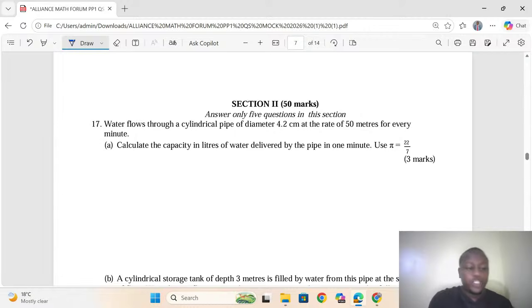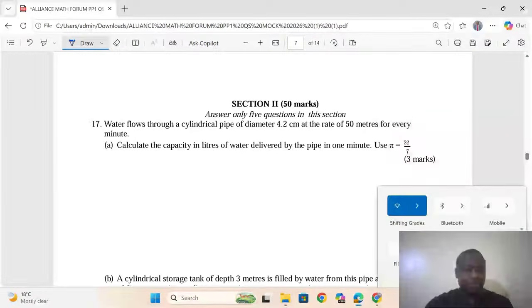Remember, we're going to do all the marks so that you may see that everything is doable. There is no question that cannot be done. But from there, you'll be able to choose what is best for you.